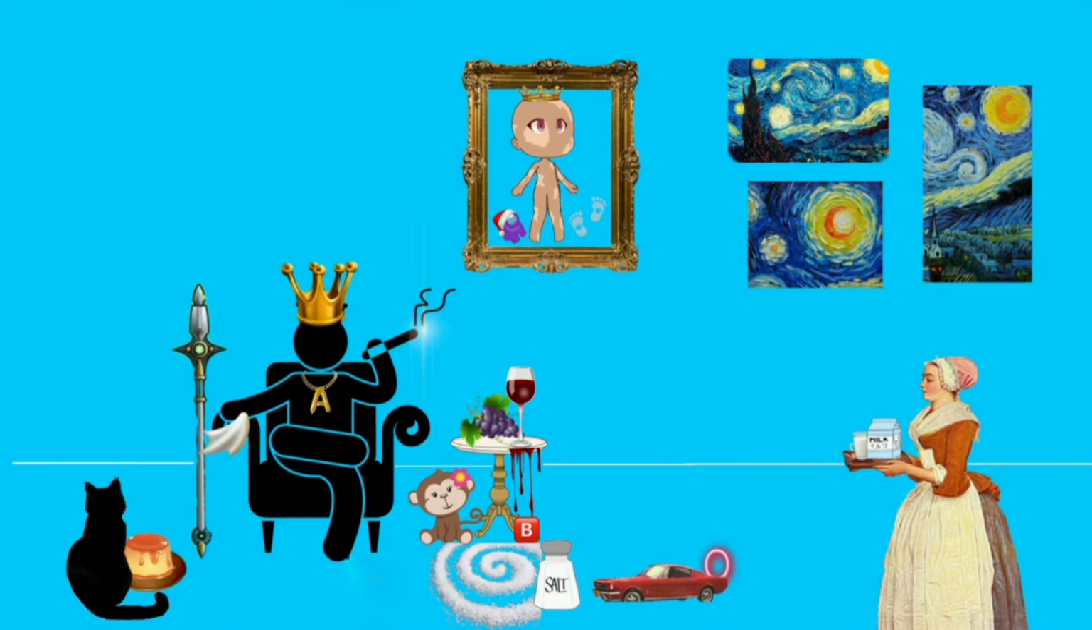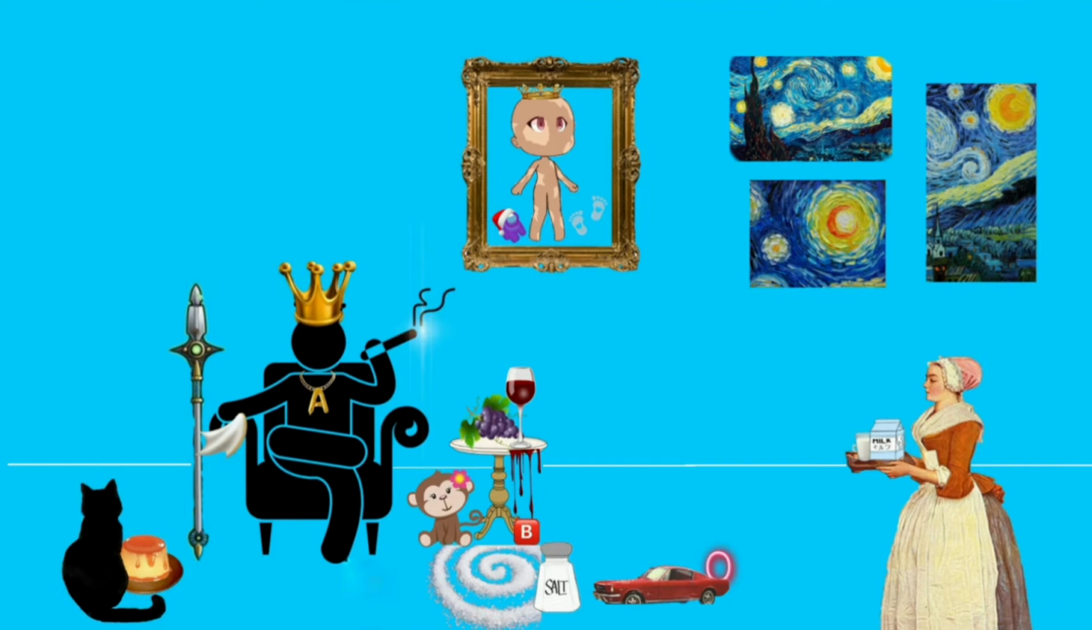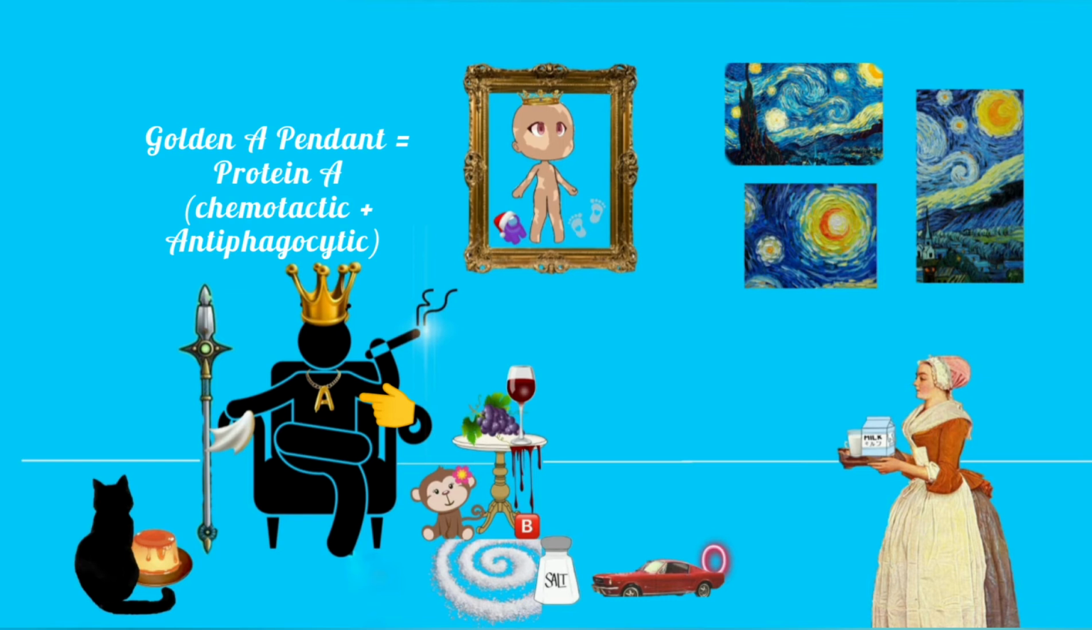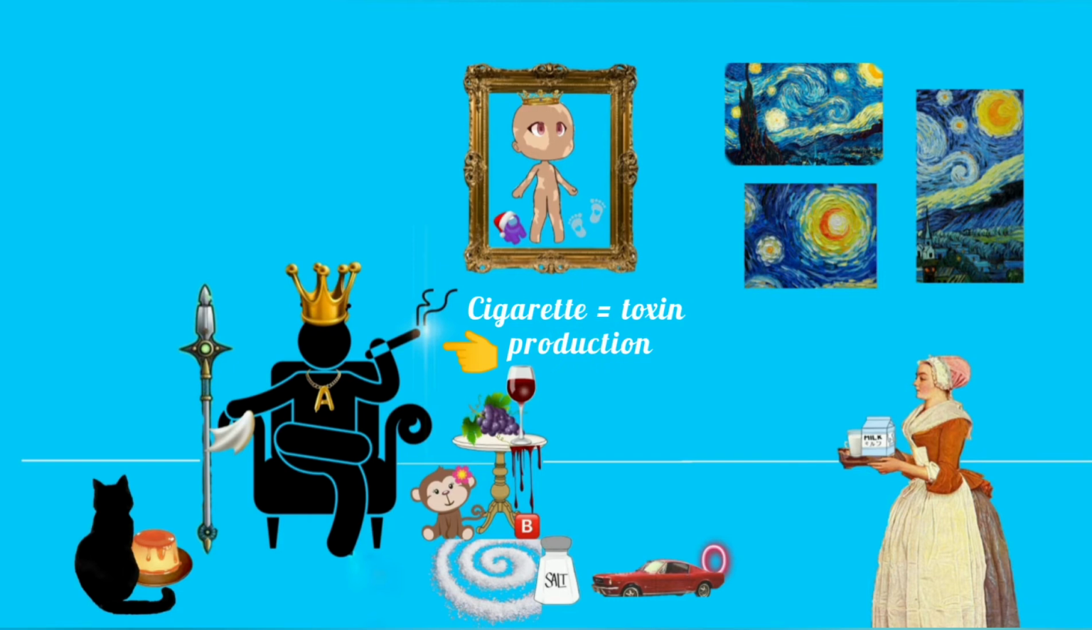Let's look upon some virulence factors produced by Staph aureus. The golden pendant lettered A worn by the king reminds us of an antigen called protein A on the cell wall. The cigar means that toxins are produced by Staph aureus.